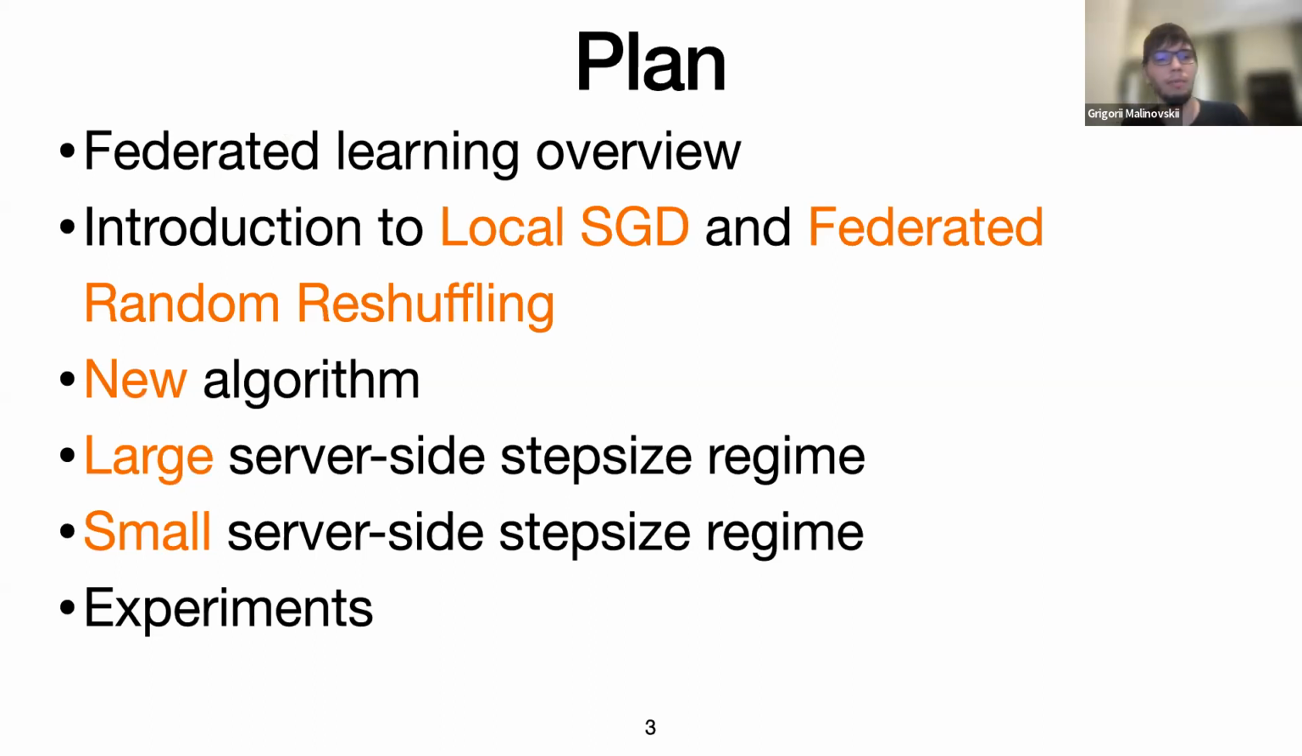So this is the tentative plan of my talk. Firstly, I'm going to remind what federated learning is in general. Then I will compare and discuss the most popular method for federated learning, which is local SGD, also known as federated averaging, and its alternative, which is federated random reshuffling. After that, I will introduce our new method, and I will consider two types of analysis for large and for small server-side step sizes. And lastly, I'm going to show some experimental results.